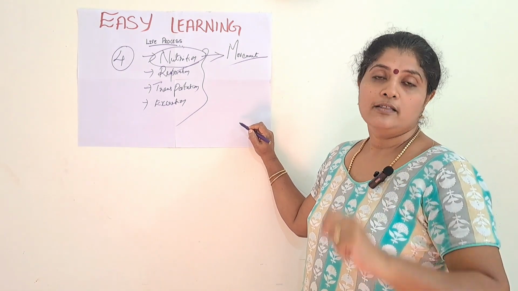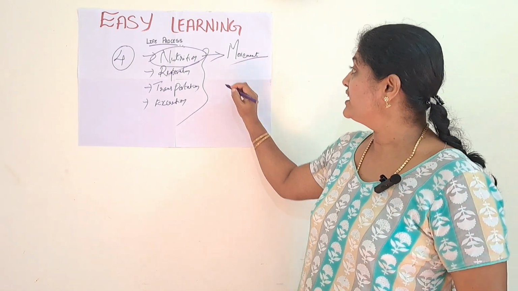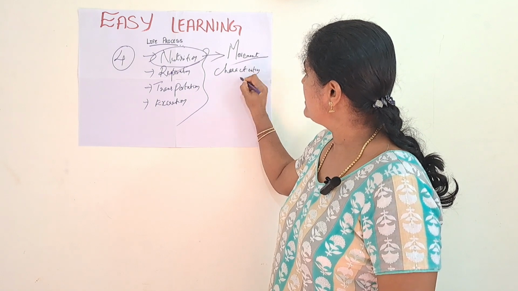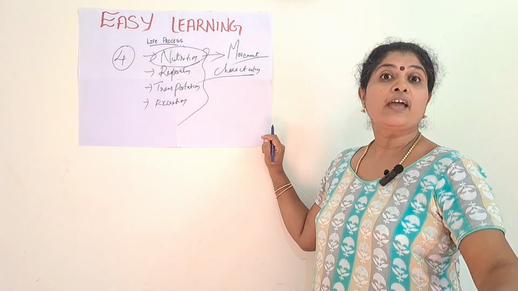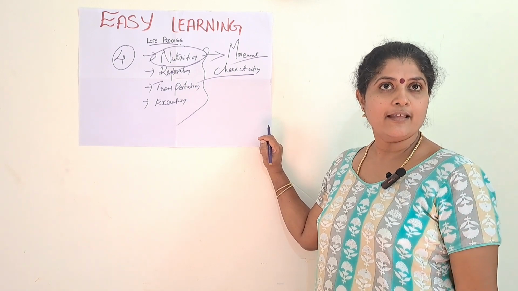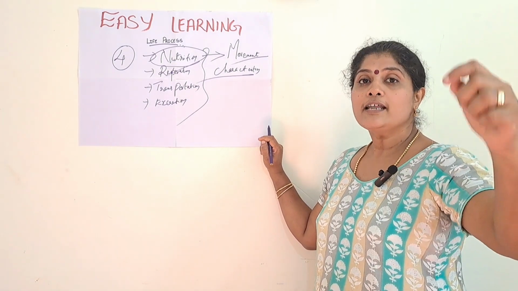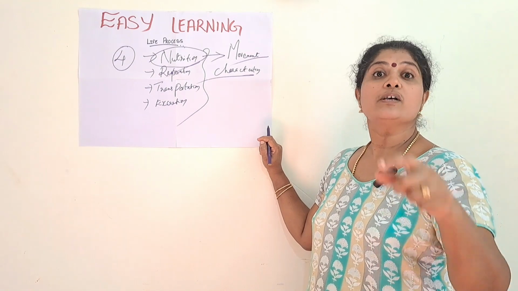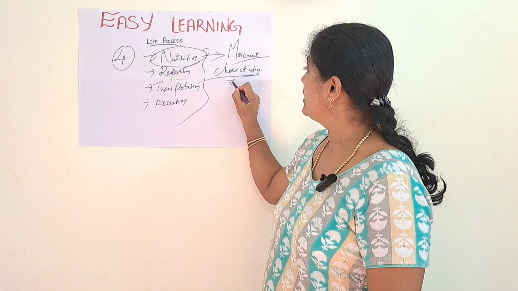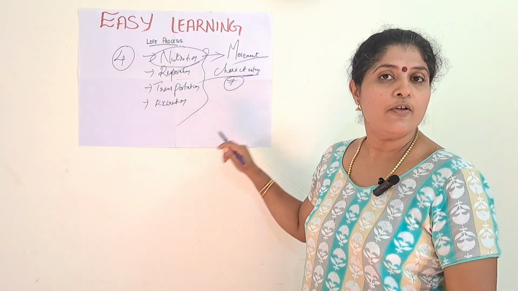Next, the topic is based on the characteristics of living organisms. I hope you have already learned this in 6th standard, even though you are studying it in a little more detail in 10th standard. In total there are 7 characteristics of living organisms.